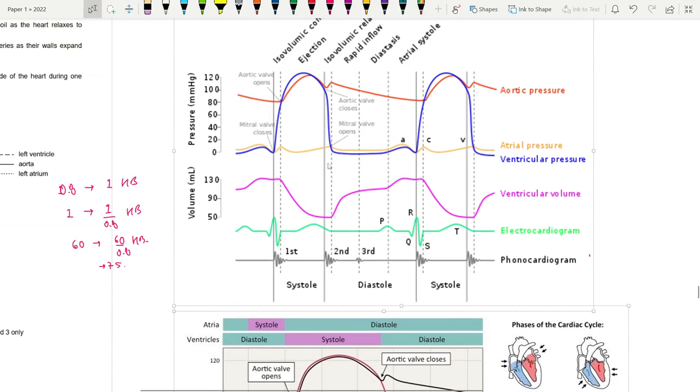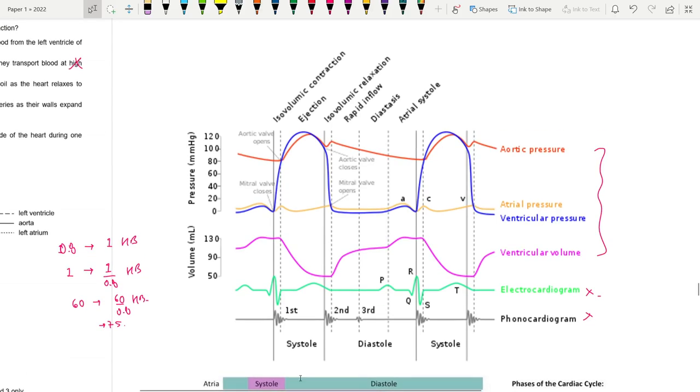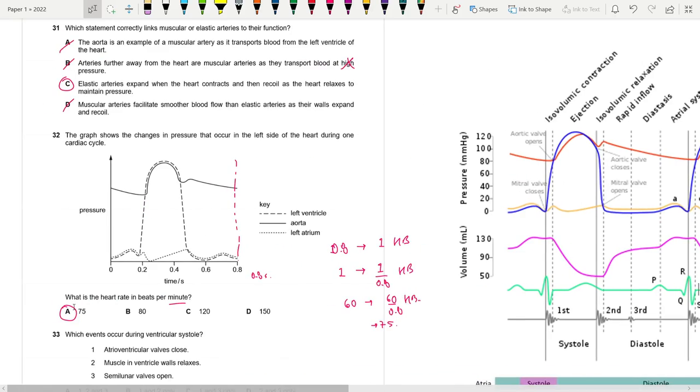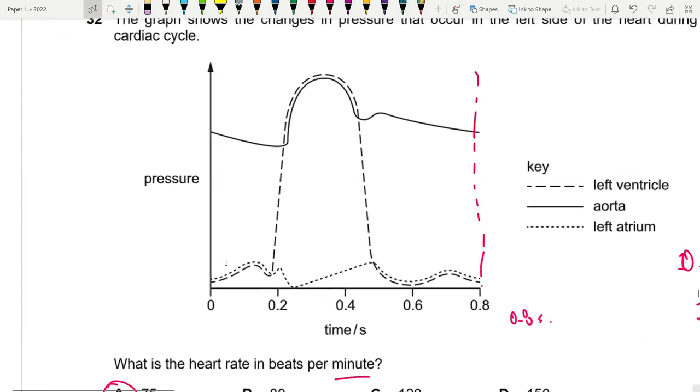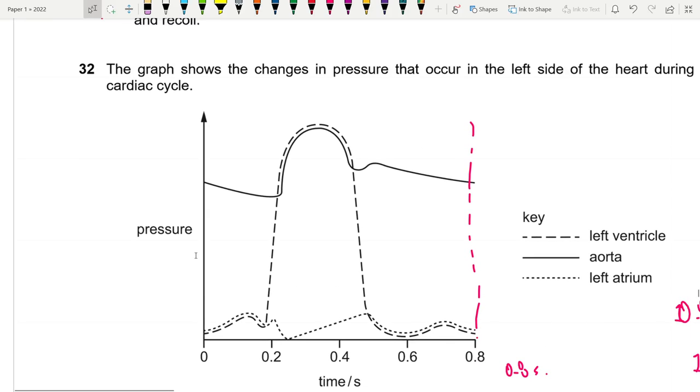You don't need the phonocardiogram or the electrocardiogram. You mainly need this. According to the question they'll give you, this is one cardiac cycle, approximately 0.8 seconds. You need to know about four events.